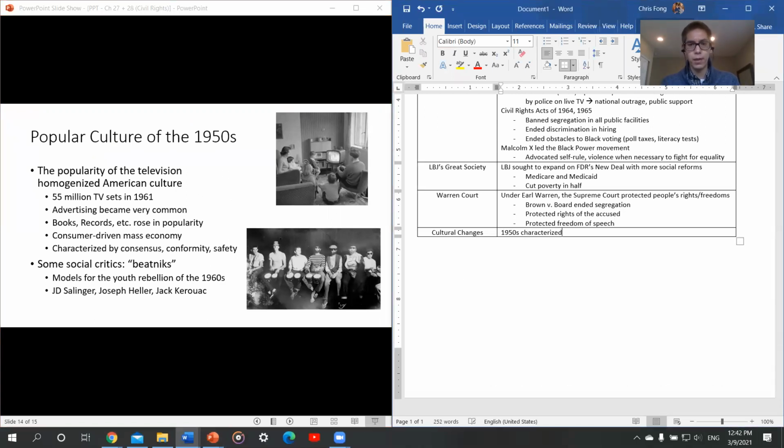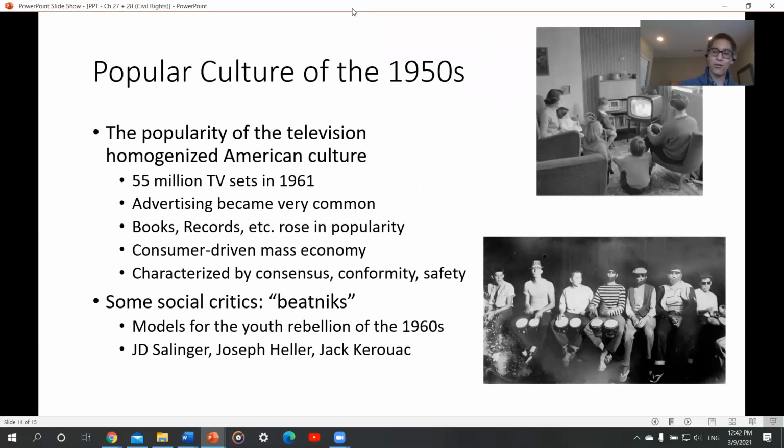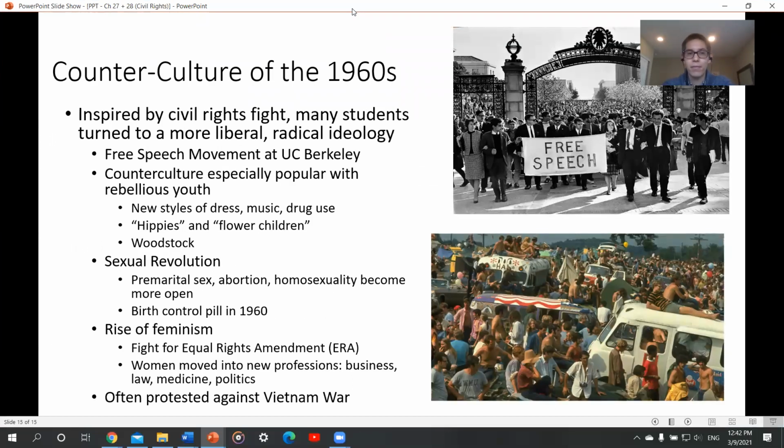So the 1950s was kind of characterized by conformity and kind of one American culture. That's obviously simplifying things, but the television helped to create that one culture, and it also helped to create a consumer-driven economy. But there is some youth rebellion by the beatniks, who would go to their jazz clubs and say their spoken word. That's kind of the stereotype of it. That counterculture really explodes in the 1960s.